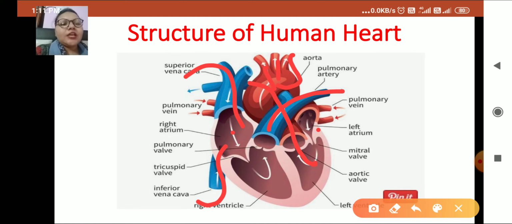It is temporarily stored in the right auricle, and when the right auricle contracts, it is pumped into the right ventricle. From the right ventricle it is carried by the pulmonary artery to the lungs. In the lungs there will be oxygenation of the blood. This deoxygenated blood from the right chamber is moved to the lungs by the pulmonary artery.